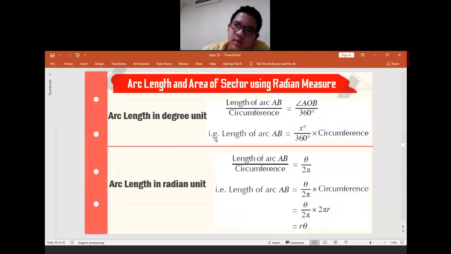Now we are going to find the arc length using the radian mode. It will be different also, so please pay attention. Last time we already found arc length in degree units. As you know, in one circle, the total is 360 degrees. So for finding the arc length when the angle is given in degrees, you can write x divided by 360 times the formula for circumference.